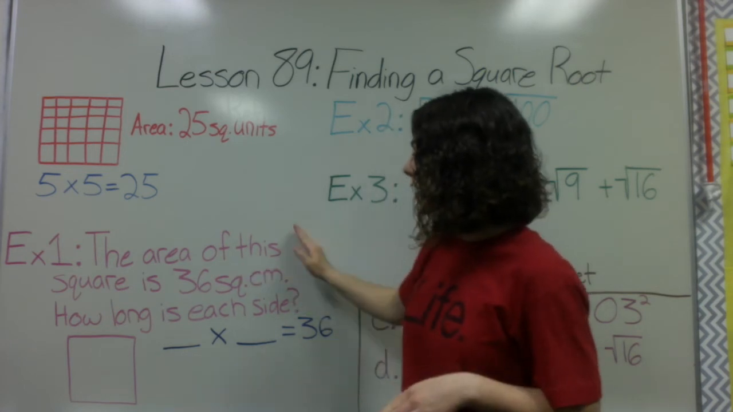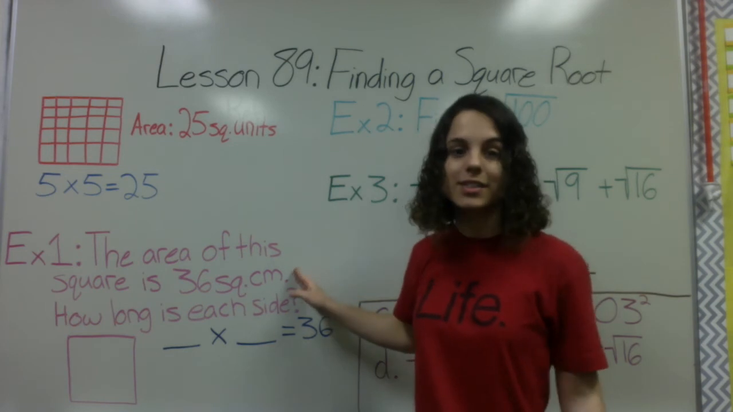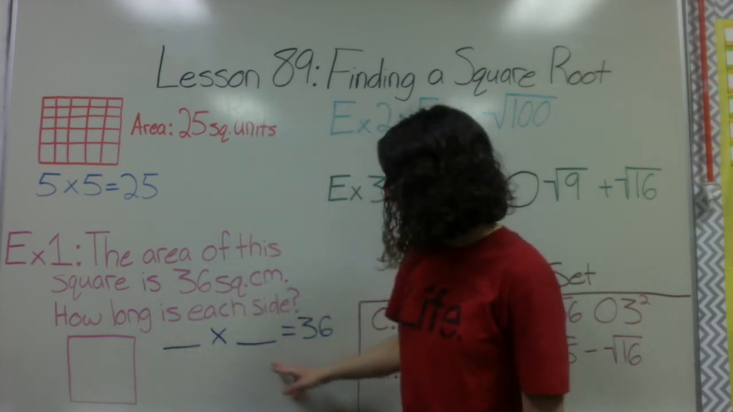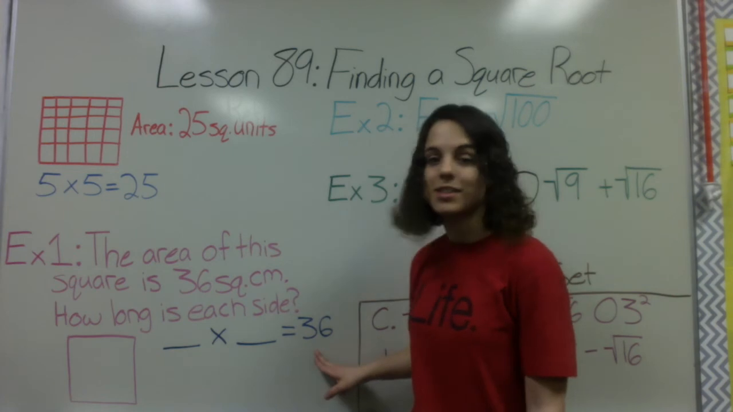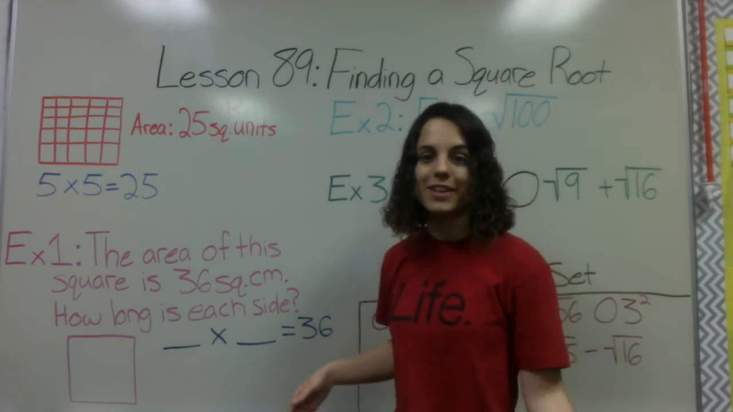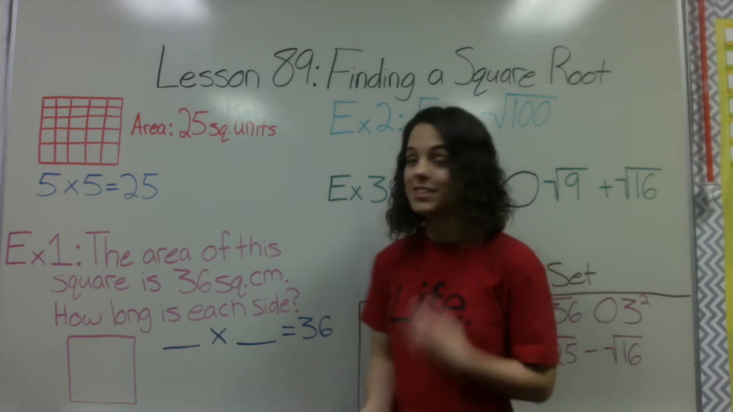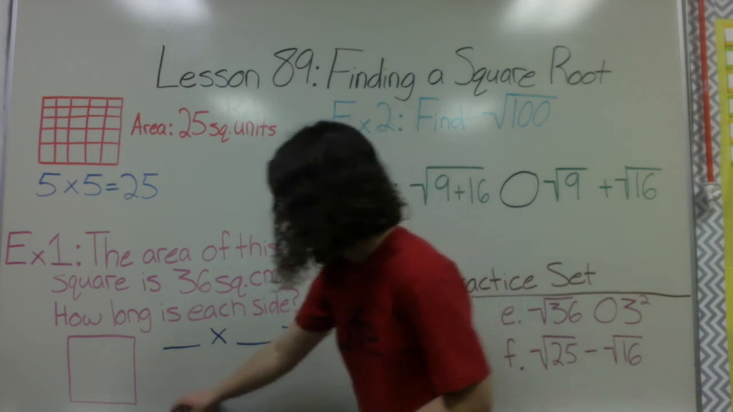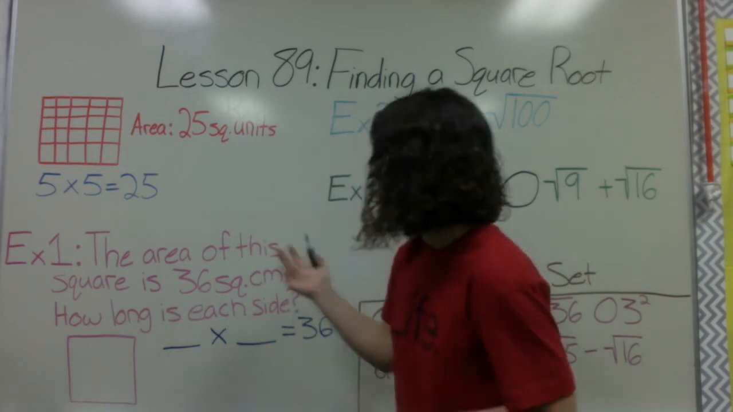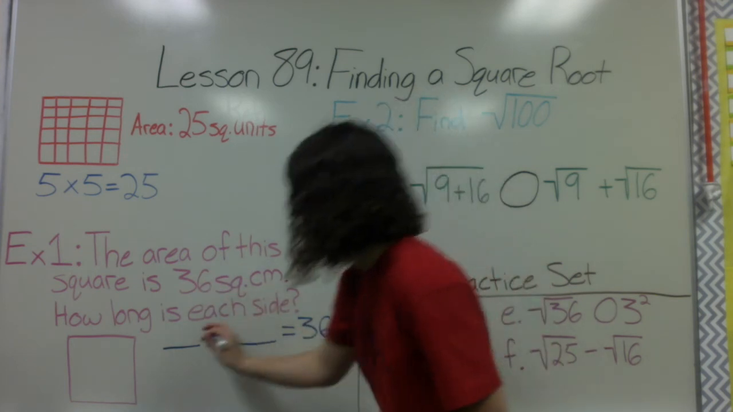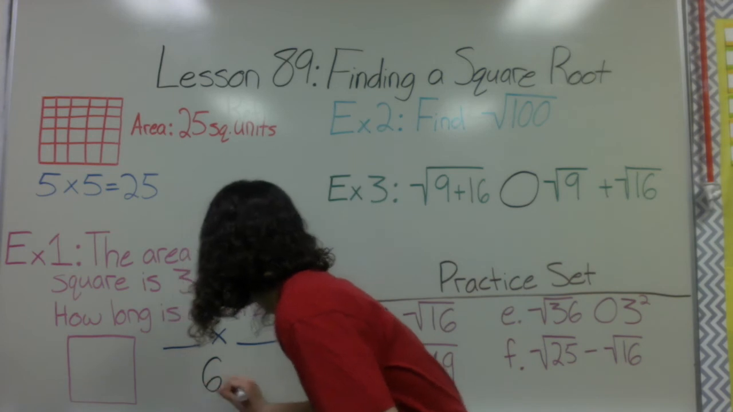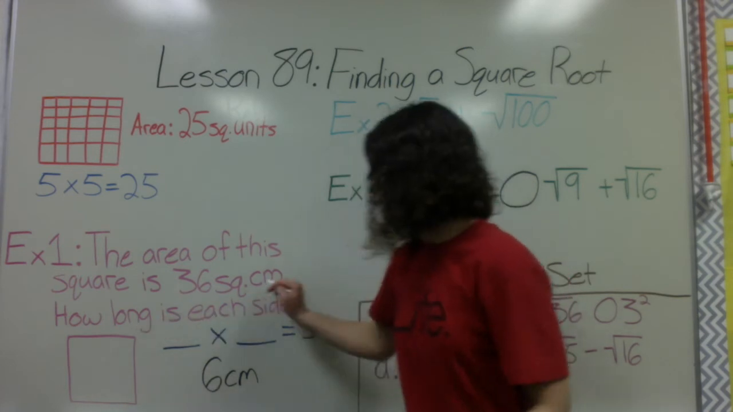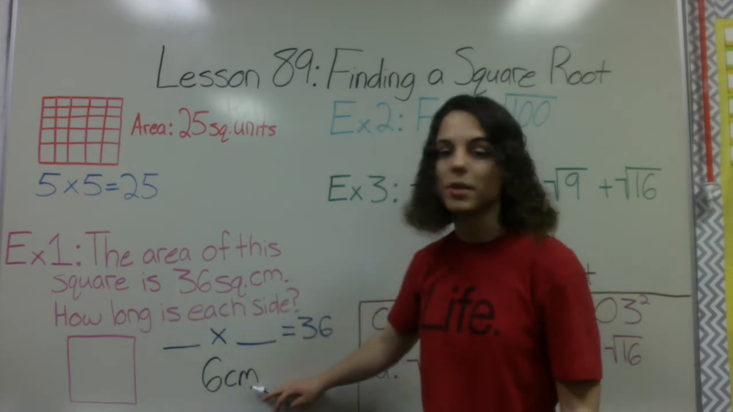So for example 1, it says the area of this square is 36 square centimeters. How long is each side? So each side is going to be the same length because it is a square. And I'm trying to find what times itself equals 36. Well, this is something that we have learned for quite some time since the very beginning of the school year. And I know it's 6 times 6 is 36. So the answer would be 6. That would be finding the square root of each side, or the square root of 36, meaning each side is going to be 6 centimeters. And that would be my labeling because it is asking how long is each side. Area is in centimeters, so length will be in centimeters.